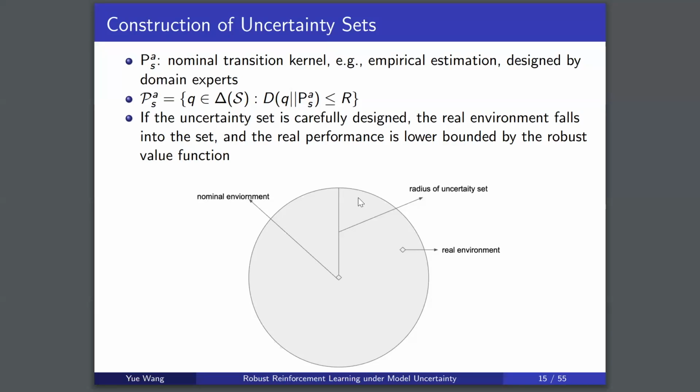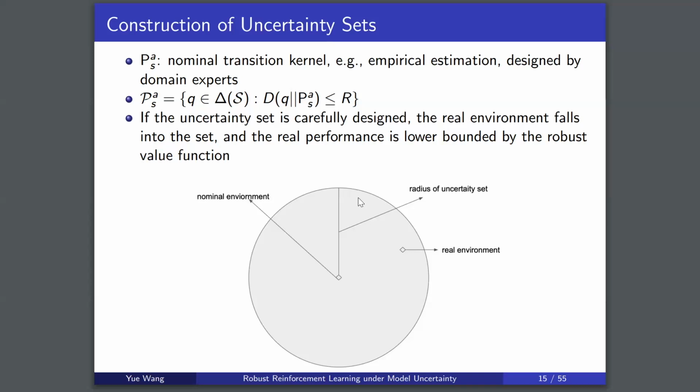So centered at this nominal transition kernel, we construct the uncertainty set to be the distributions that are close to this nominal transition kernel, which is defined in this equation. As you can see, the term R here represents the radius of the uncertainty set. It measures how conservative we are when designing this uncertainty set. If the radius is larger, the uncertainty set is larger, and the worst case over this uncertainty set will become even worse. So it means that we are more pessimistic or conservative.